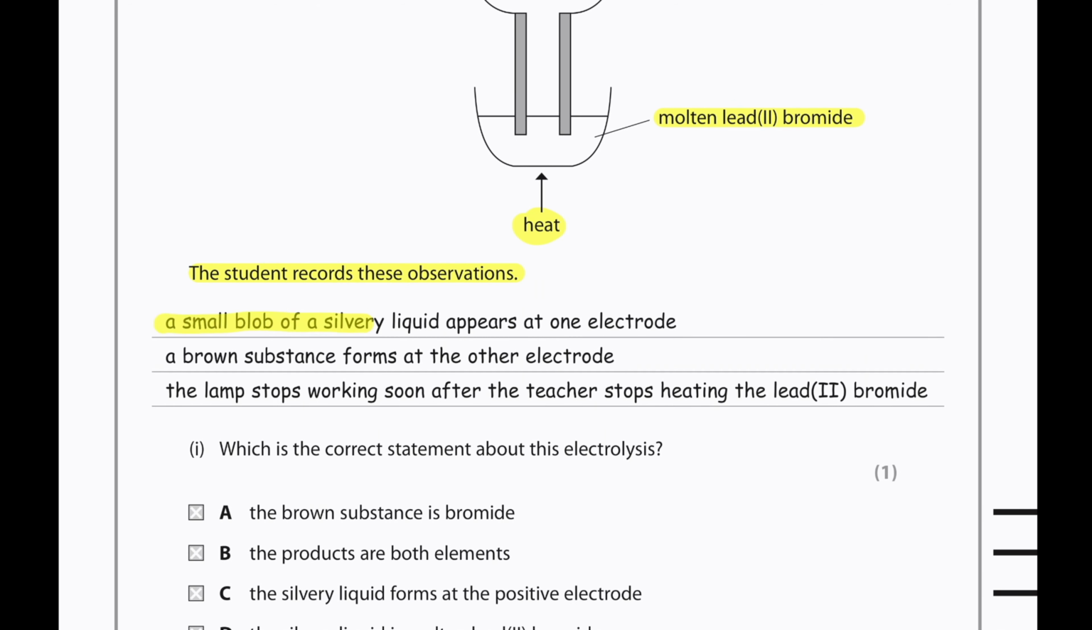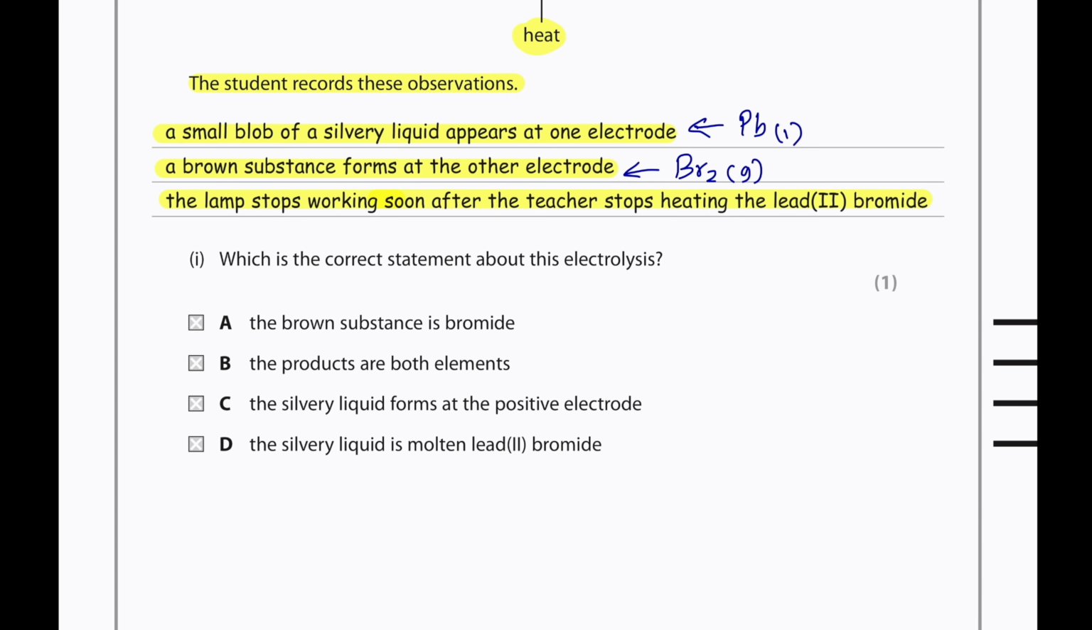A small blob of silvery liquid appears at one electrode. A brown substance forms at the other electrode. So this is the lead metal produced. The brown substance is bromine vapor. The lamp stops working soon after the teacher stops heating the lead bromide. The lamp stops working because once the teacher stops heating the lead bromide, it solidifies, and solid lead bromide does not have any free ions to conduct electricity, which is the correct statement about this electrolysis.